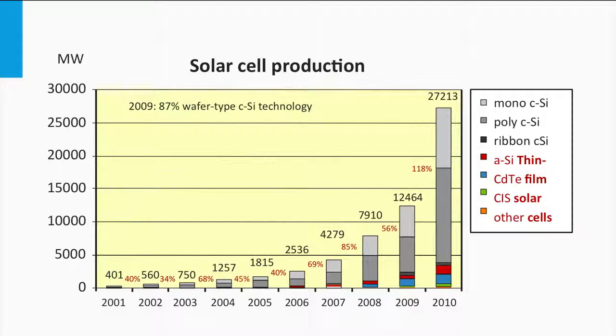The solar cell production is increasing exponentially every year. The red numbers represent the annual relative increase in production capacity in reference to the previous year. It shows that the production increases annually by more than 40%, which is an unprecedented growth.